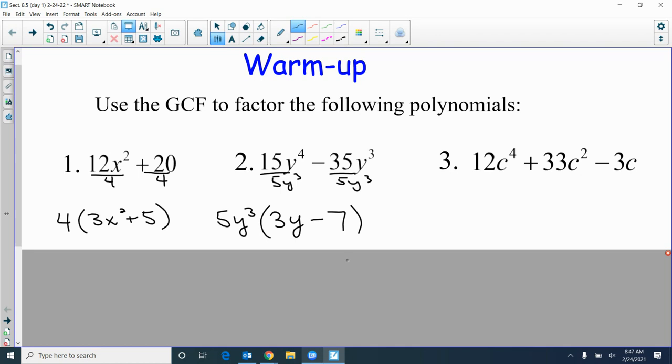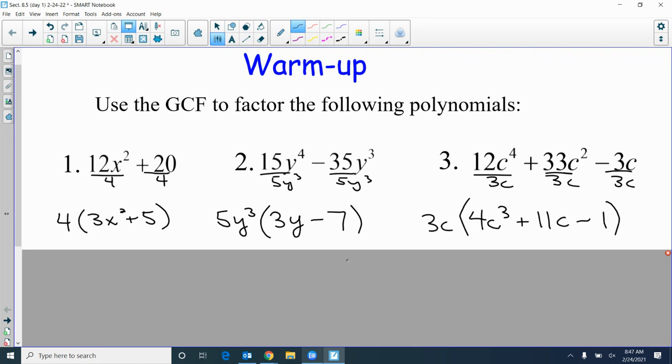And Amanda, how about number 3? What do you think the GCF is? 3c. Good, 3c. Now for this, when I divide, I get 4c cubed plus 11c. Don't forget to put a minus 1 there. Okay, because 3c divided by 3c will be 1.